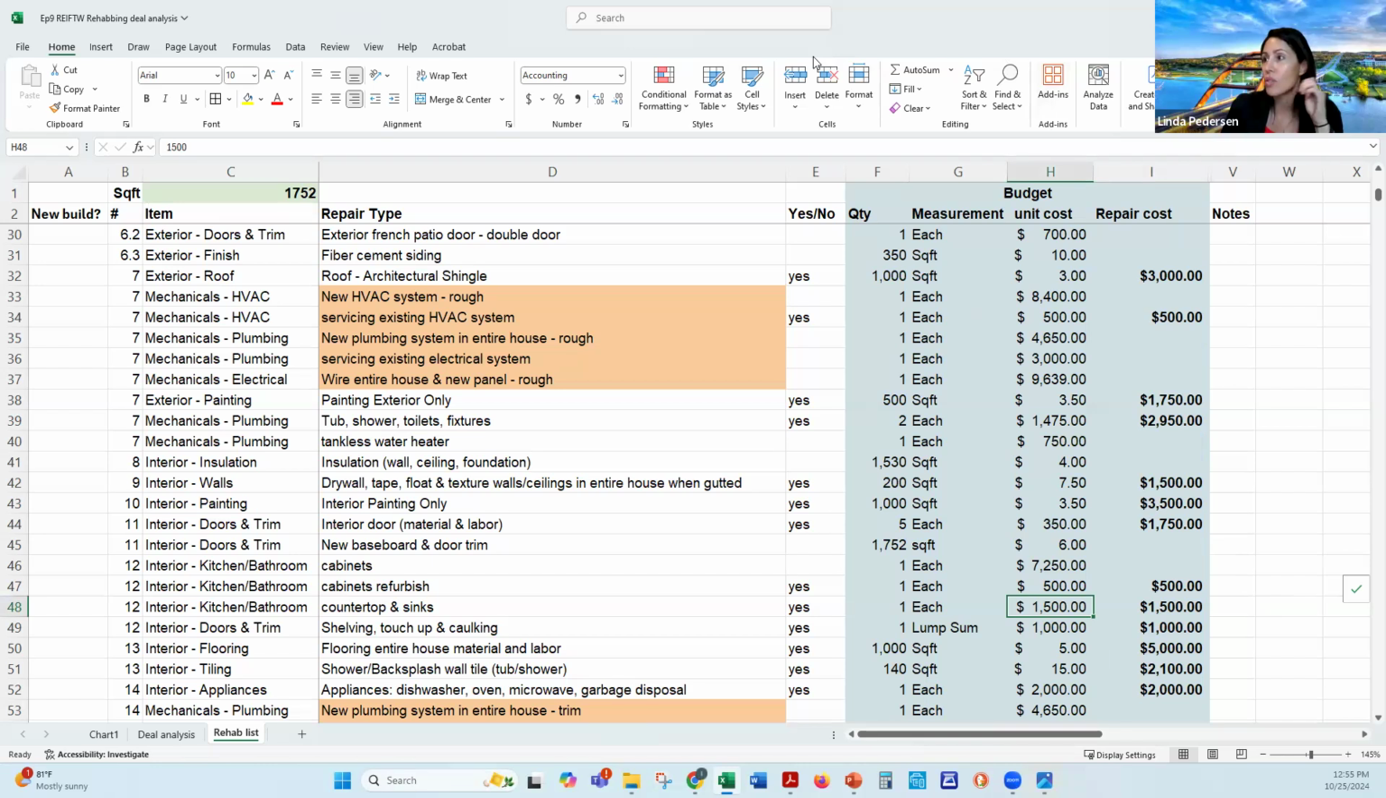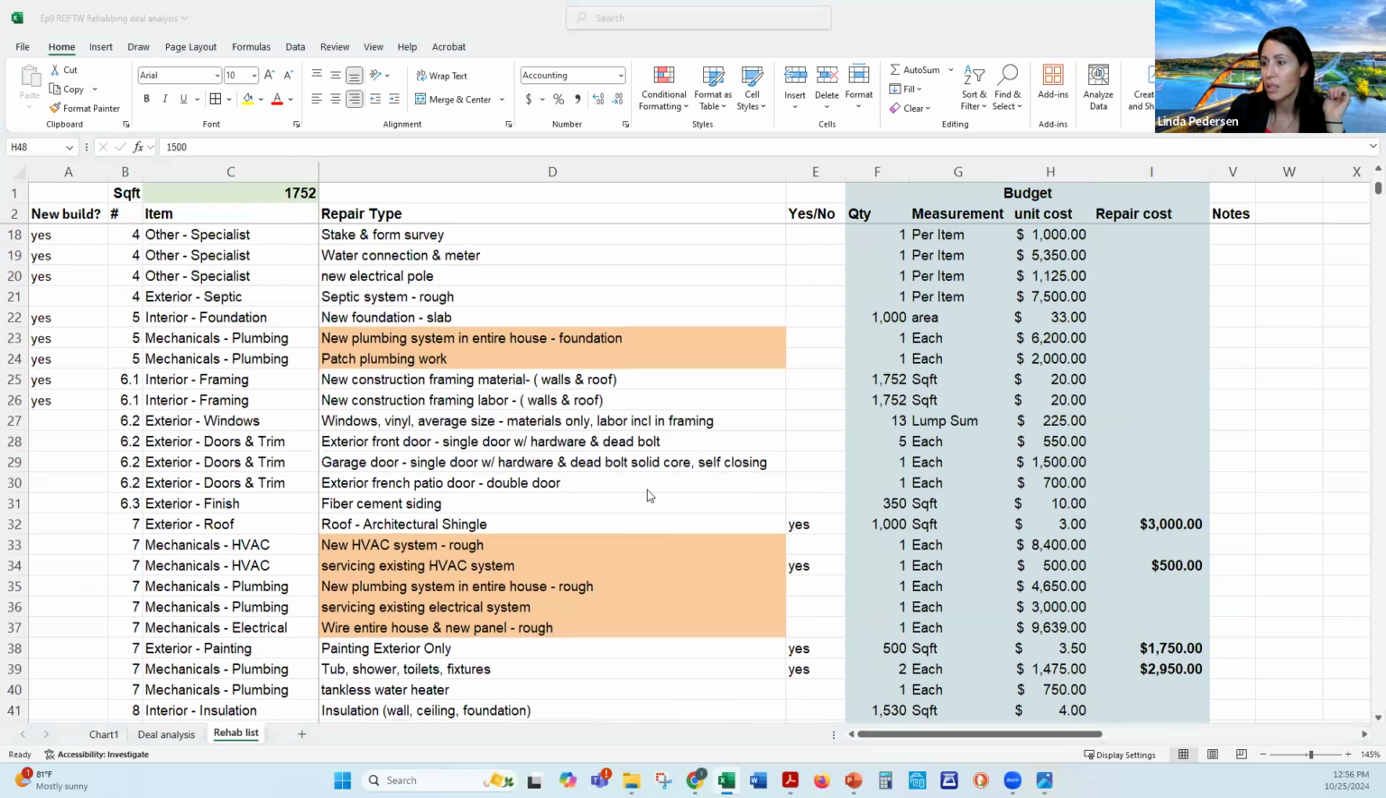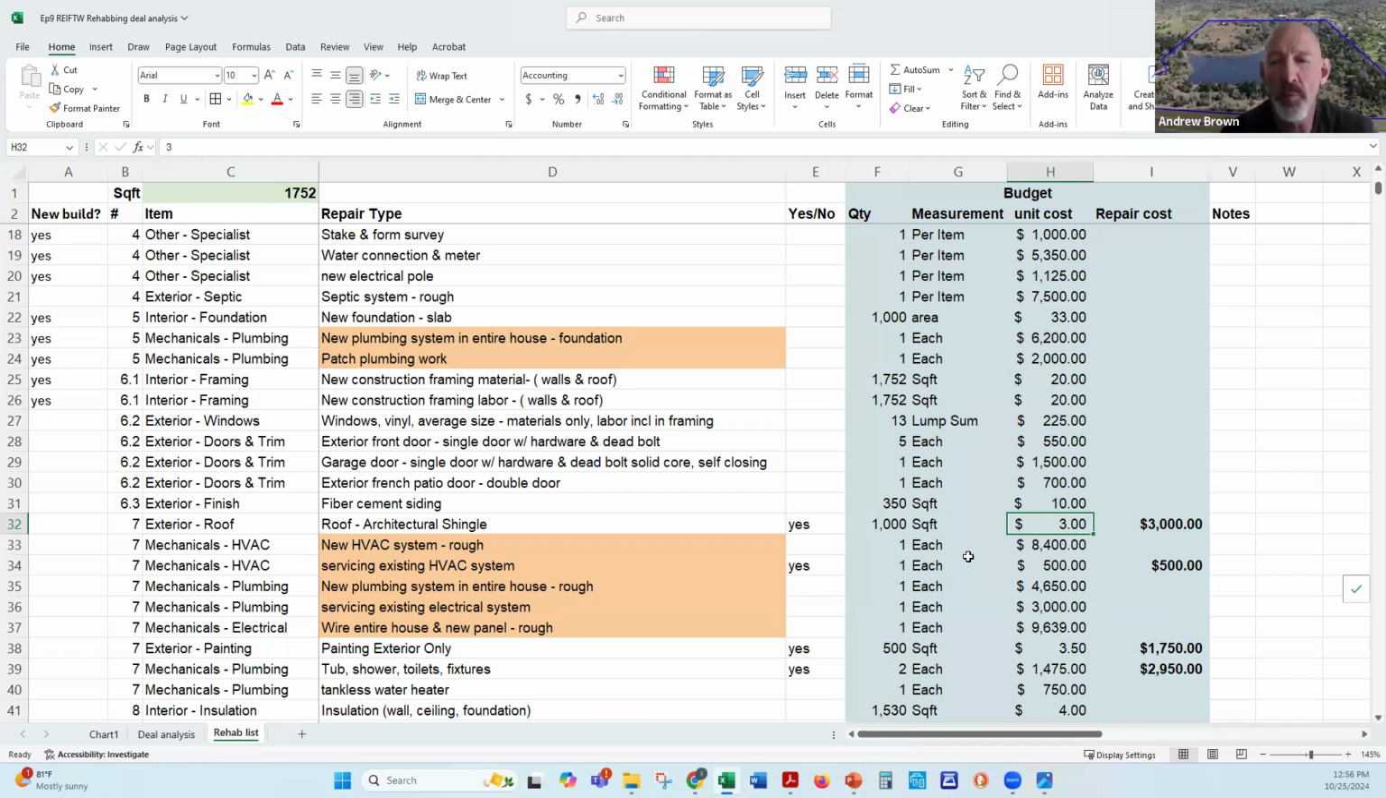So, any questions so far? How much was a new roof? Let's see. It's probably gone up a little bit, but back then it was about $3 a square, and that's taking it off and replacing it. Yeah, thank you for bringing that up.